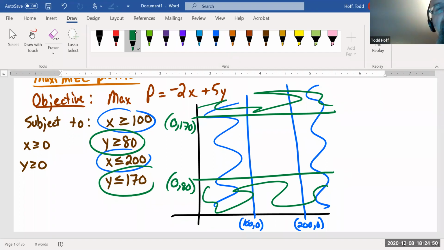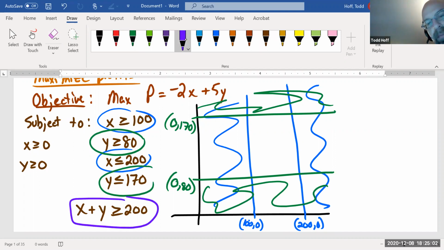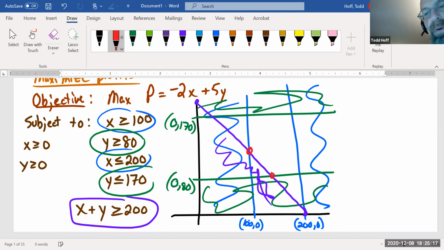Now the one restriction we have not talked about yet is our shipping contract. X plus Y has to be at least 200 units a day. So we go to graph that. We'll go from 200 to 200. So that cuts across the corner here, and of course we can't be less than that, so that blacks out this part. So we have 5 corners of our feasible region here.